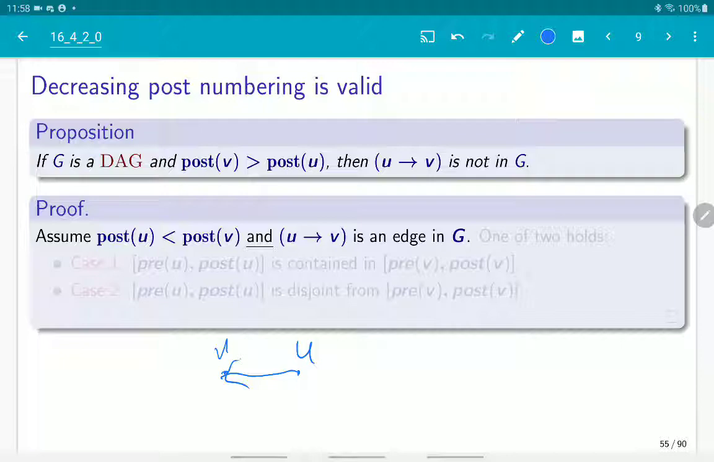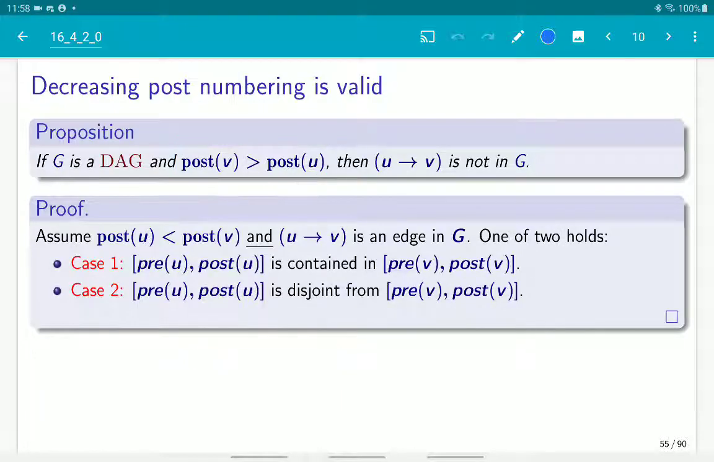Okay, so although I wrote it in reverse, this and this are the same thing, right? So assume that post U is smaller than post V. So let me write U here, and we have post V, right? Intuitively, we finished handling U before we finished handling V, right? Now we can look at the two time intervals of U and V and how they interact. So there are two possibilities. Either the time interval of U is contained inside the time interval for V, right?